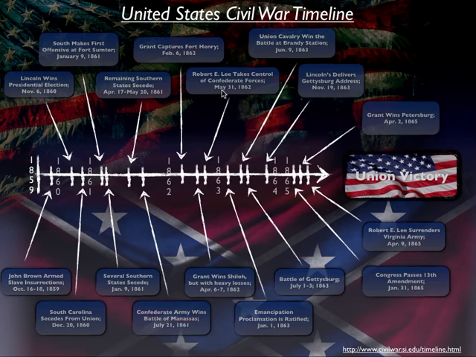Following that, on May 31st of 1862, Robert E. Lee took control of the Confederate forces, which is where the turning point came, where the Confederate forces began to take more offensive and to have more effect against the Union soldiers, as he was one of the greatest commanders ever.